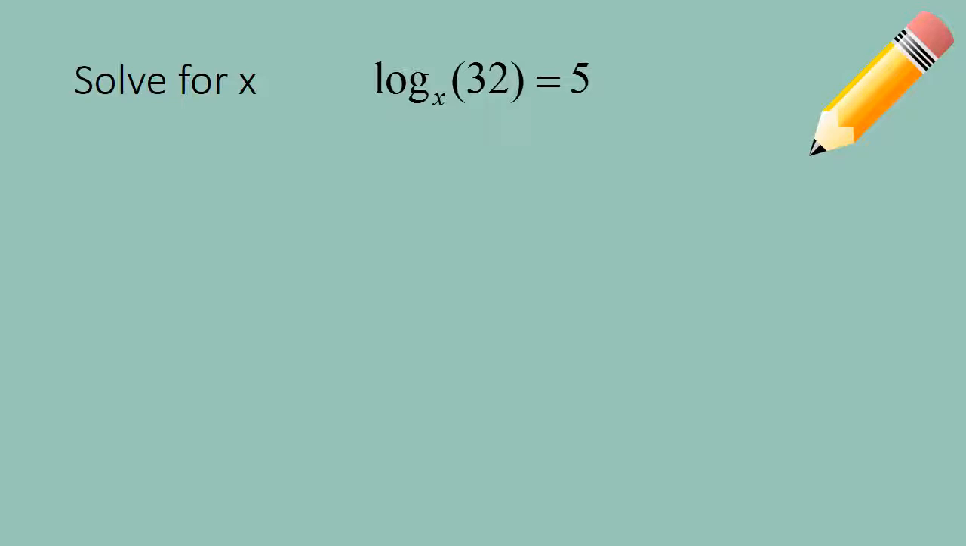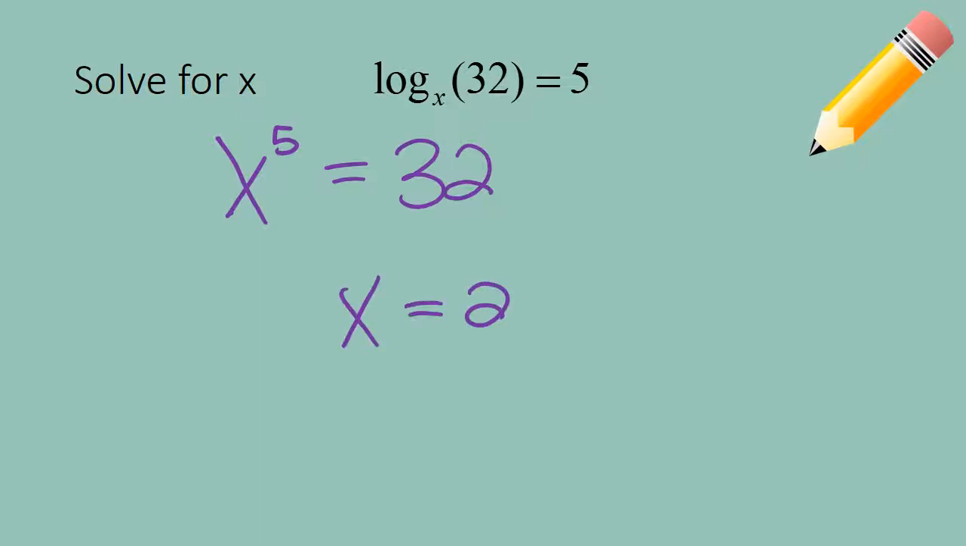Take a look at another one. If I change this around and I convert, I would have my base become my base, my answer become my exponent, what's remaining becomes my answer. So if I take a look at that, what to the 5th power would get me to 32? In this case, you could use your chart or you could use your calculator to solve, but we end up with x equals 2.